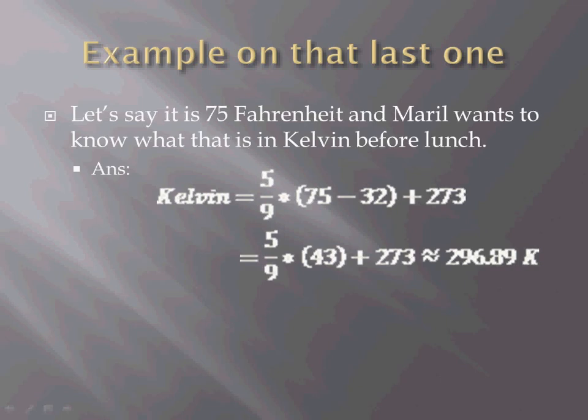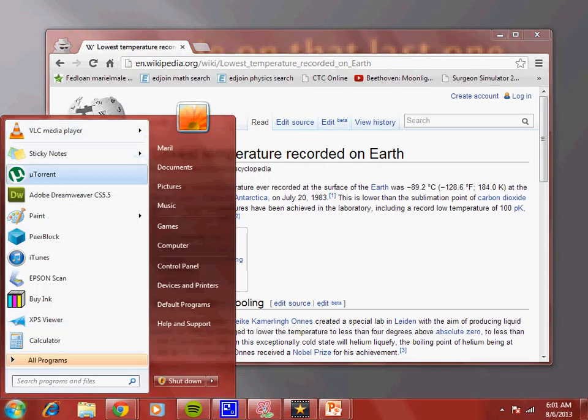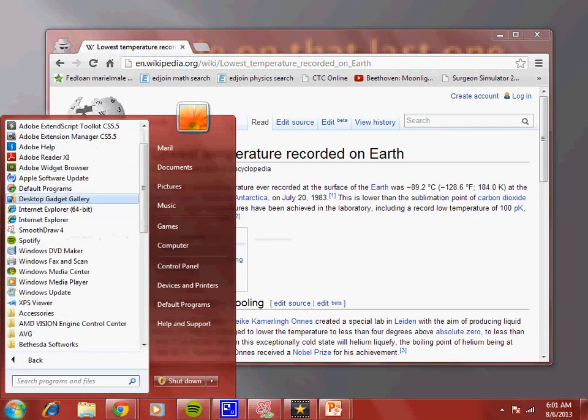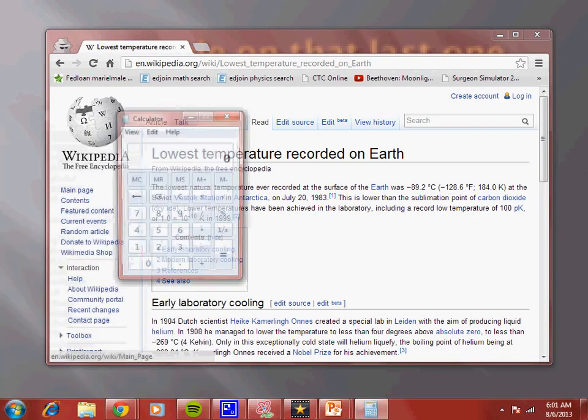I would put 75 where it says Fahrenheit. 75 minus 32 would give you 43, then 43 times 5/9 gives you some number, which I should have probably written down. Let me just tell you right now. I can tell that this times that was probably 23.89, right? But let me just verify it using a calculator.